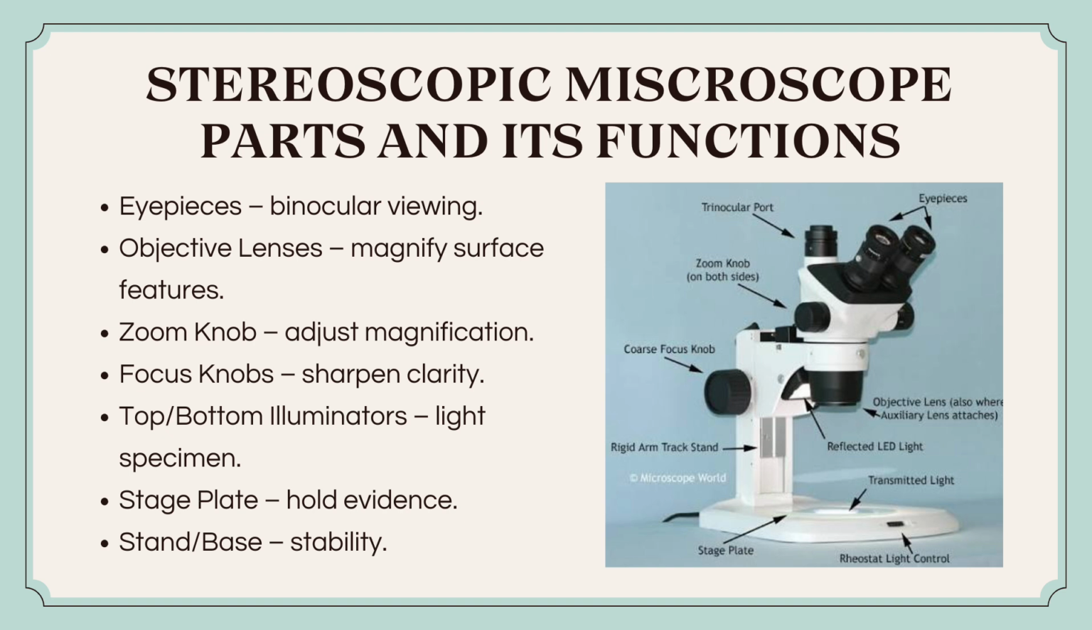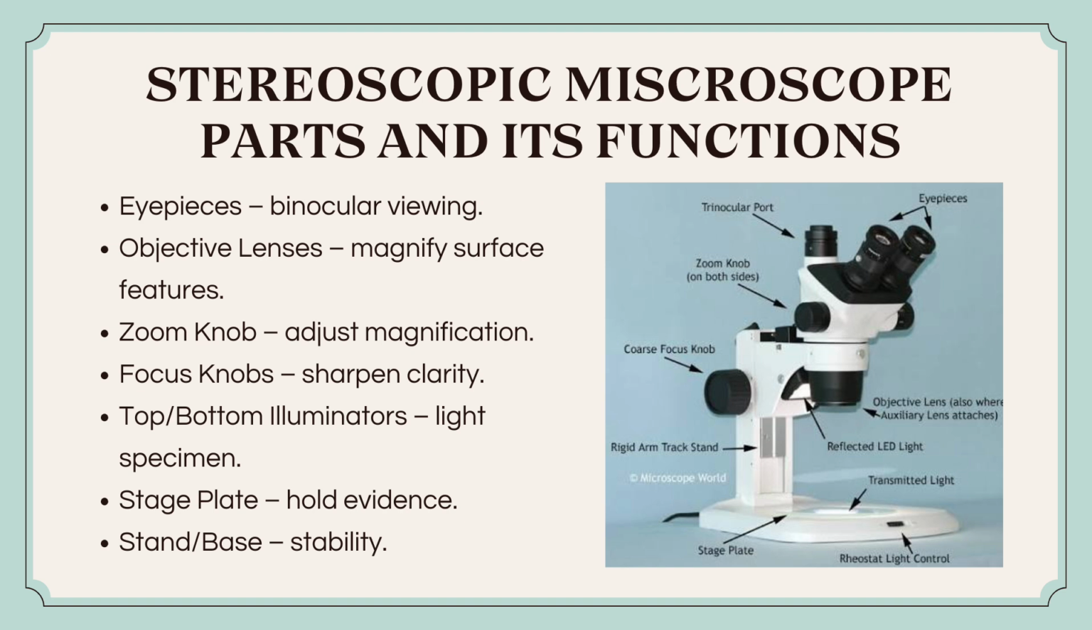First, the eyepiece. The eyepiece allows the examiner to view the specimen with both eyes while also providing the initial magnification of the image. Second, the objective lenses provide low to medium magnification so that the examiner can closely observe the surface details and markings on bullets or cartridge cases. Third, the zoom control knob smoothly adjusts the level of magnification without the need to change objective lenses.